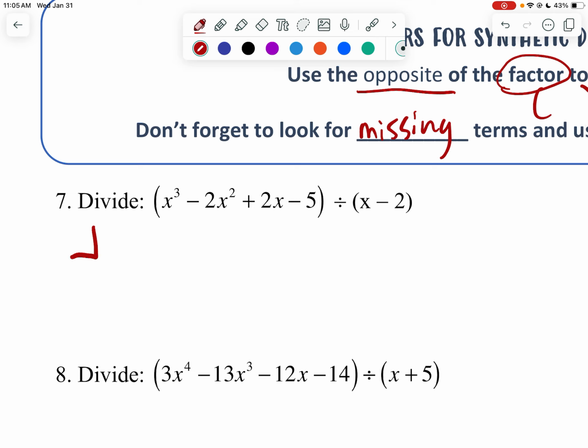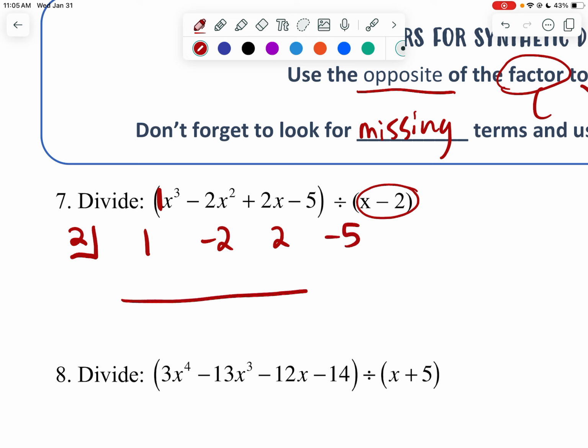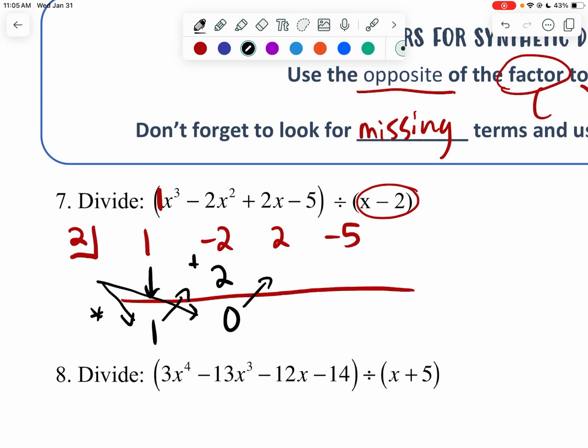So remember, synthetic division, we have this little box. Here's a factor, so we use the opposite of that number. And then we want to use all these coefficients. So 1, and then -2, and then 2, and then -5, and then draw our line. Always bring down the first number, and then we multiply. So 2 times 1 is 2, and then we add going down. So we get a 0 here, and then we multiply again. So this would be 0, add going down, multiply, add going down.